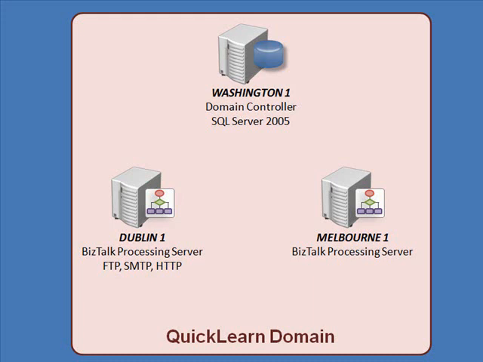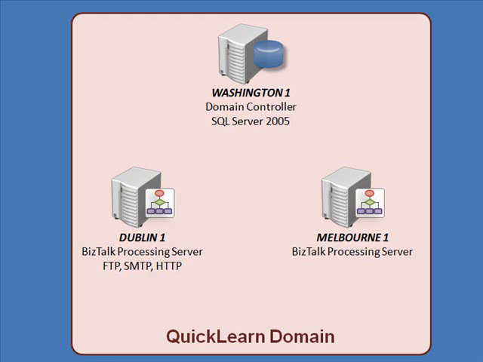So this is the environment that I'm using. Washington is going to be the domain controller. We've got SQL Server 2005 installed in there. We've also got Active Directory, and that's where I'm going to be hosting all of the domain accounts. Also, I'm going to install the Enterprise Single Sign-On Master Secret Server on Washington. The domain is QuickLearn. We've set that up as the QuickLearn domain in a virtual environment.